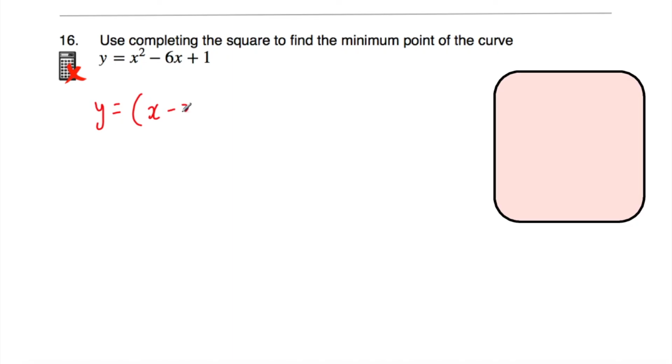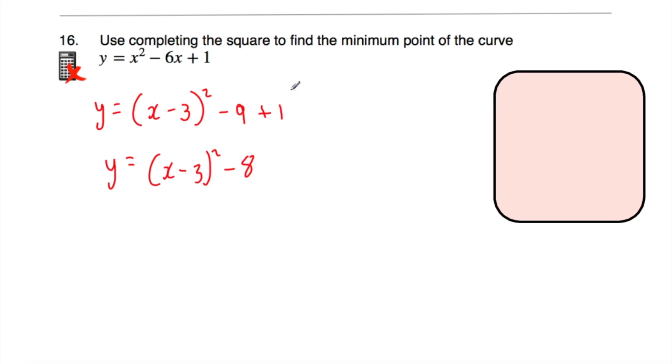That's going to be minus 3, close bracket squared. Minus 3 squared is 9, so we're then going to take away 9, and then we've still got our plus 1. Now if we simplify this, we'd have y equals (x minus 3) squared, minus 9 plus 1 would be minus 8. So that's what we get when we do completing the square. Okay, so we've now done completing the square.